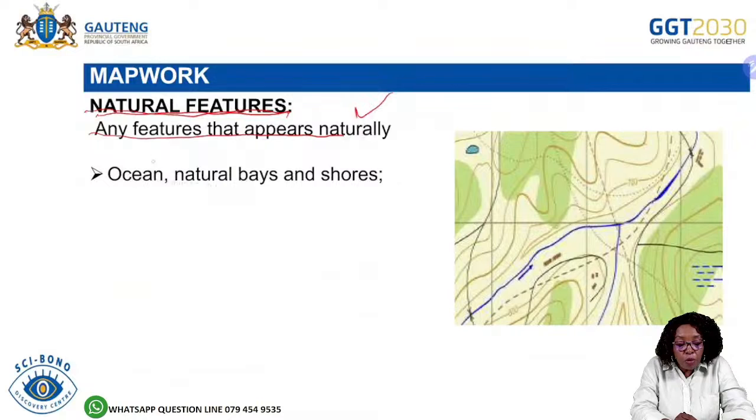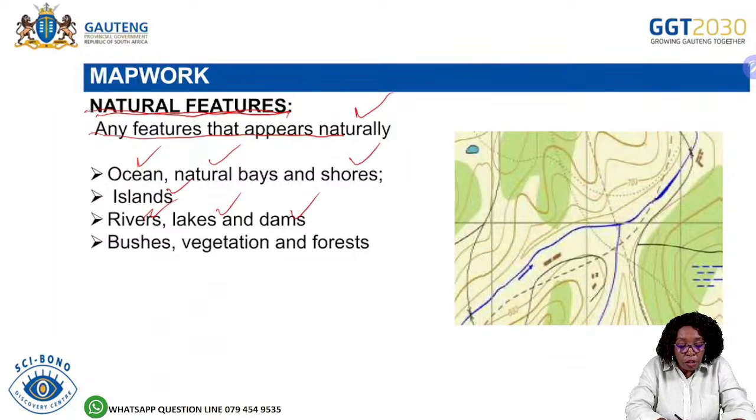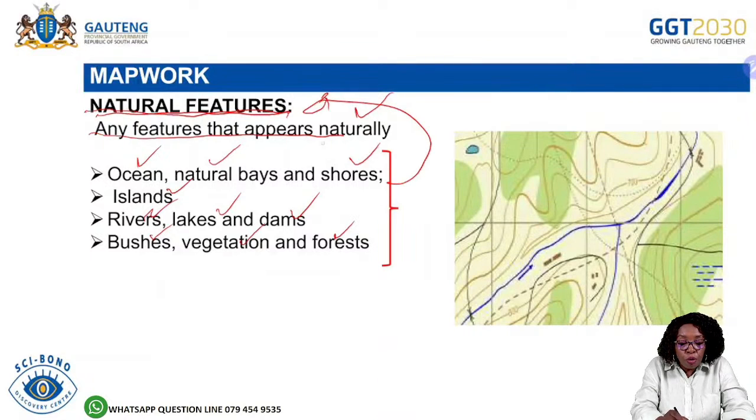What examples are we talking about? The ocean, natural bays and the shores are natural features. An island would be one. The rivers, the lakes, as well as the dams that are natural. We can also identify the bushes, the vegetation, as well as the forest. All these are what we refer to as the natural features that we can identify on a map.